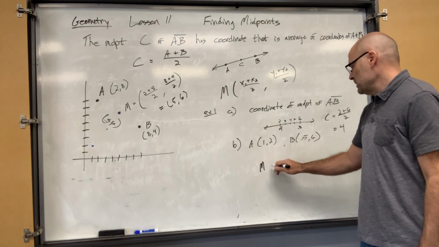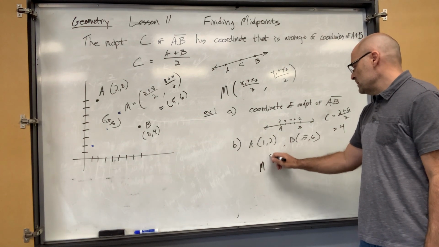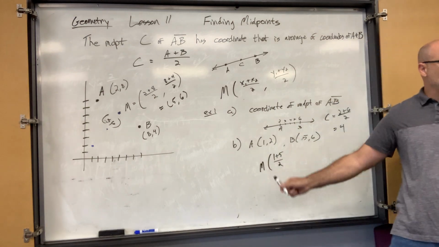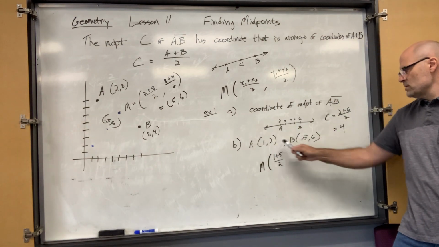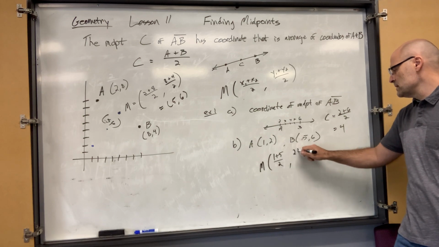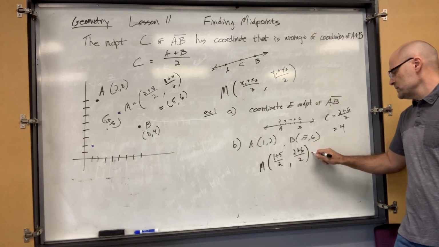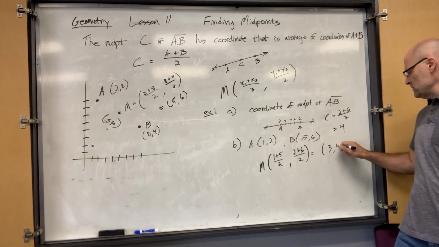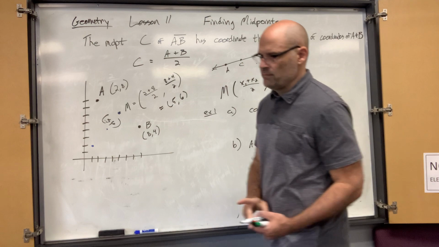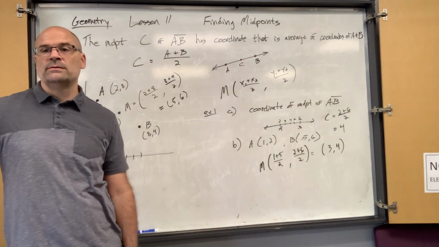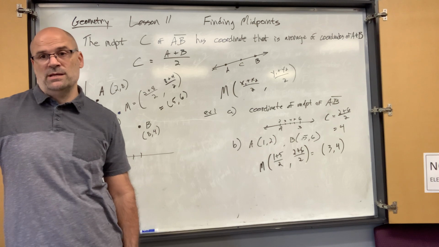M is 1 plus 5 divided by 2. Do you see how I got 1 and 5? Those are just the x coordinates. So add them up, divide by 2. 2 and 6. So that's just 6 divided by 2 is 3. 8 divided by 2 is 4, and you're done. Easy peasy lemon squeezy.